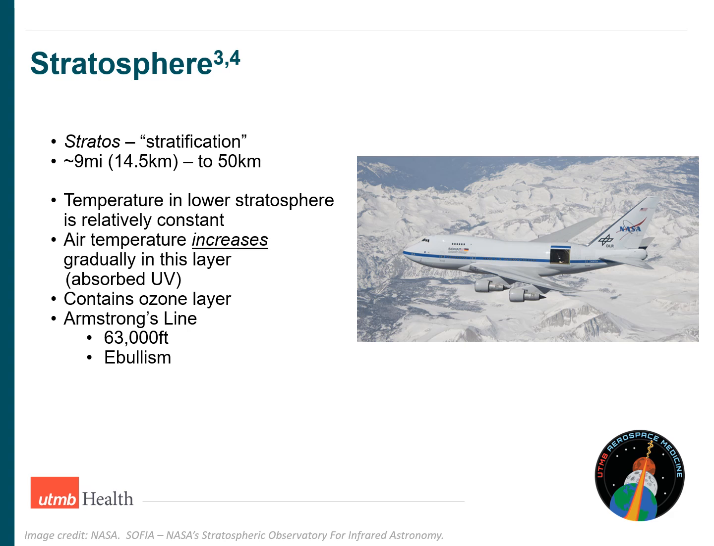Armstrong's line occurs at an altitude of 63,000 feet and is the altitude at which the ambient pressure is so low that the boiling point of water is equal to body temperature, or 37 degrees Celsius. This can result in a phenomenon called ebullition for unprotected humans, in which the fluids in the body will literally boil.